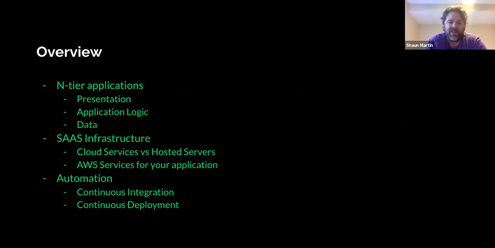So in this presentation, I'm going to quickly go over the n-tier application, the 3 layers and some of the common products. Then I'm going to go over what I consider a software as a service infrastructure, and what I consider for this talk to be one. And then I'm going to go over some basic automation concepts. And then we'll finish up with some Q&A.